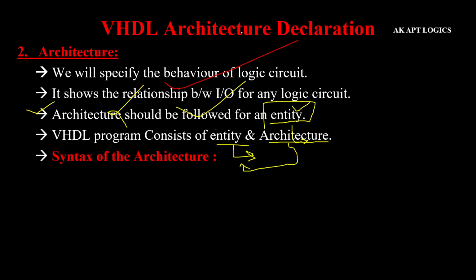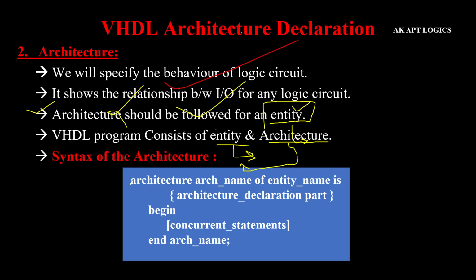Next, architecture. Architecture is a keyword. Architecture name is user defined, which means whatever name we want, we can use. Of is a keyword. Entity name is user defined, which we have given in the entity itself. That's the meaning of architecture should be followed for an entity.